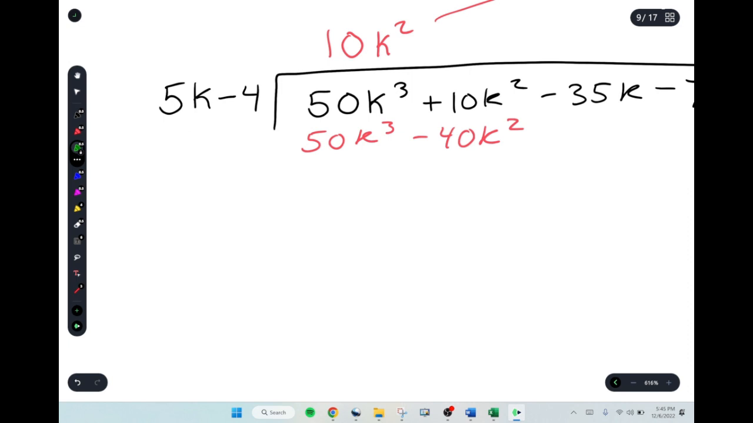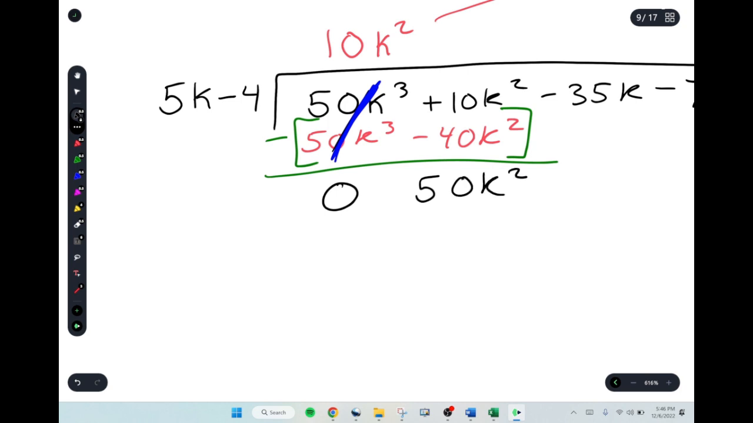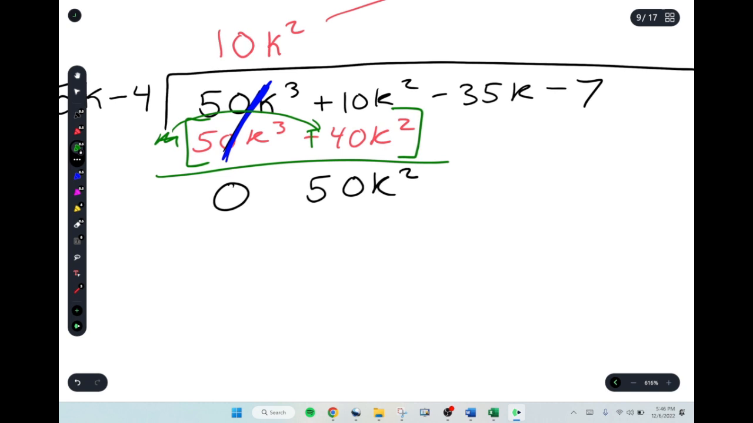Big old brackets with the minus sign. And 50 minus 50 is 0. If it's not 0, you picked the wrong thing. That's okay, go pick a different thing. It has to match and cancel. If it doesn't, start over and pick a different thing. 10 plus 40 is? Why did we plus it? Because a negative distributed to a negative makes it positive, right? Okay. 5k.